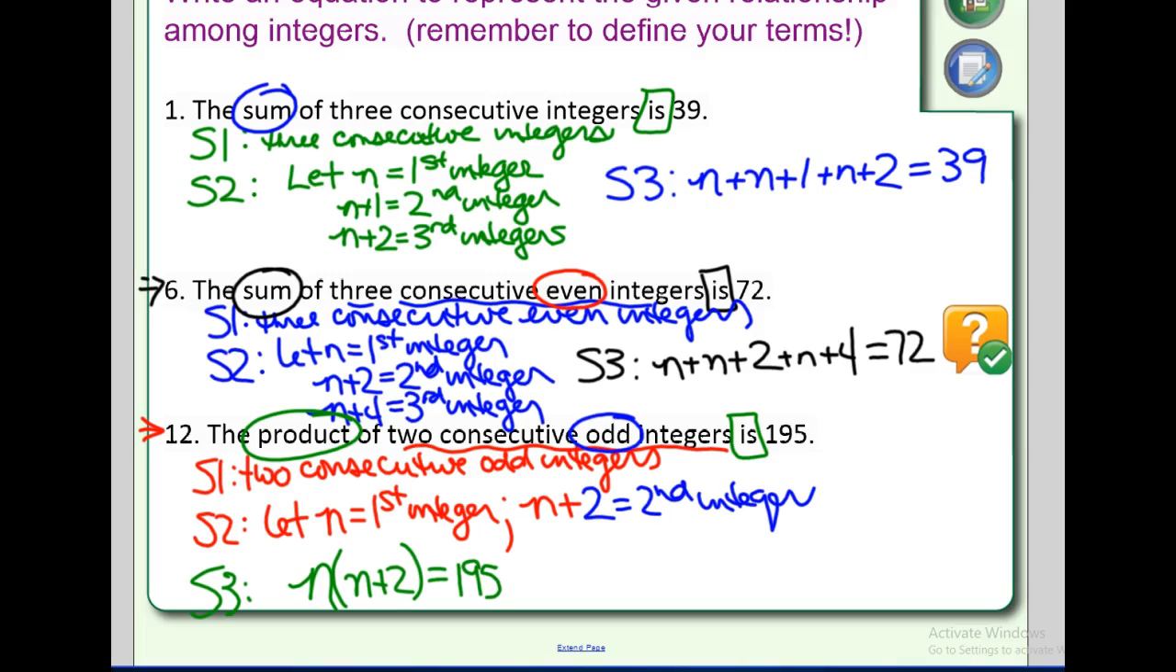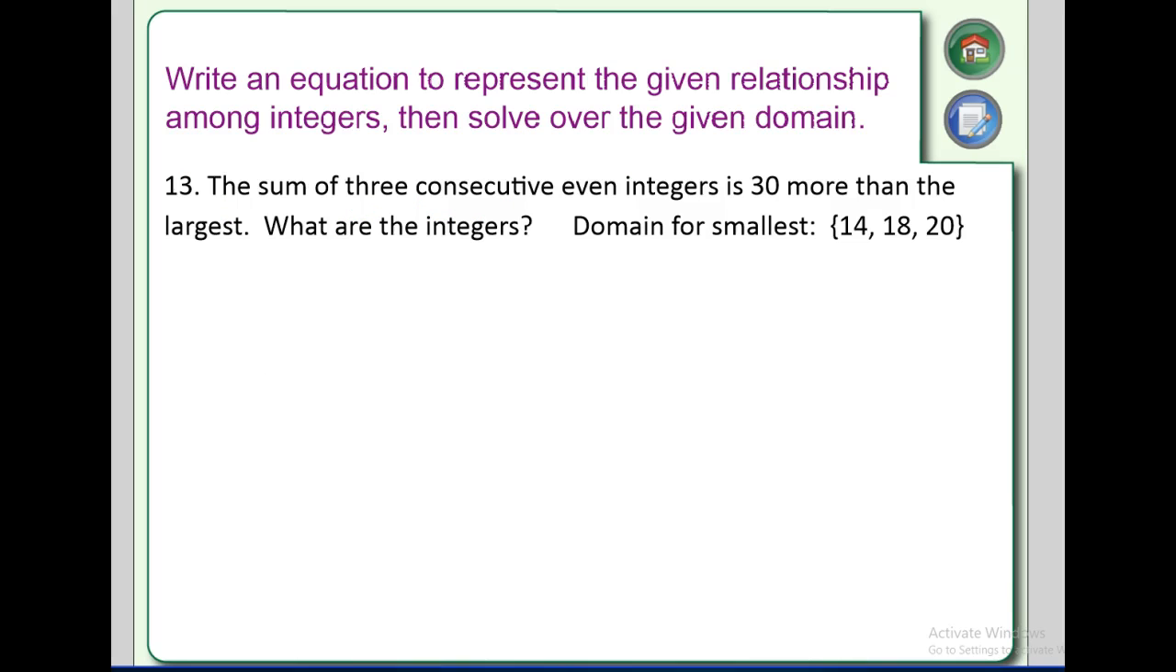Now, just a little side note. Here's why. If you wrote n times n plus 2 equals 195, if you looked at that following order of operations, we just do n times n and then we'd add 2. So that's why it's very important to make sure that you use your distributive property when we're doing these consecutive integer problems. Nicely done. And it's kind of repetition of a theme as we go through and take care of each one.